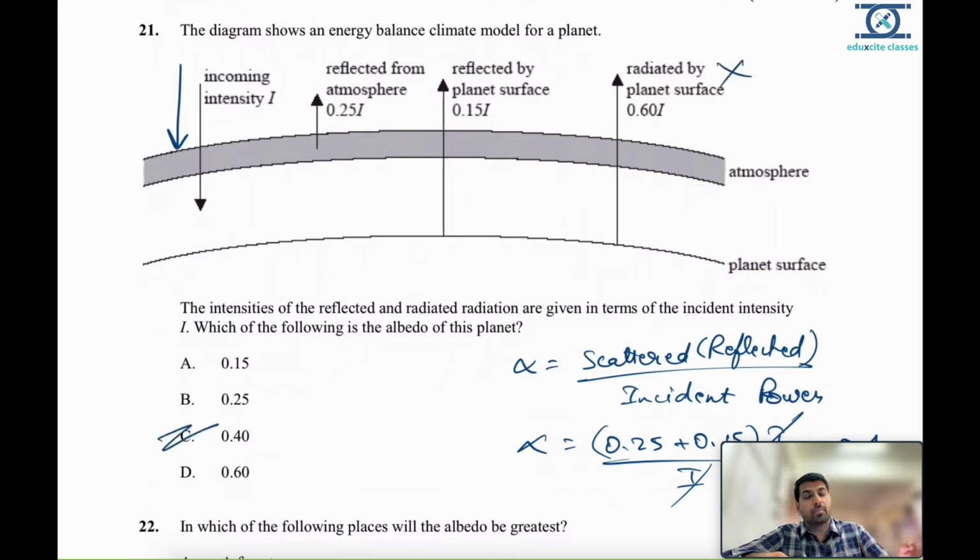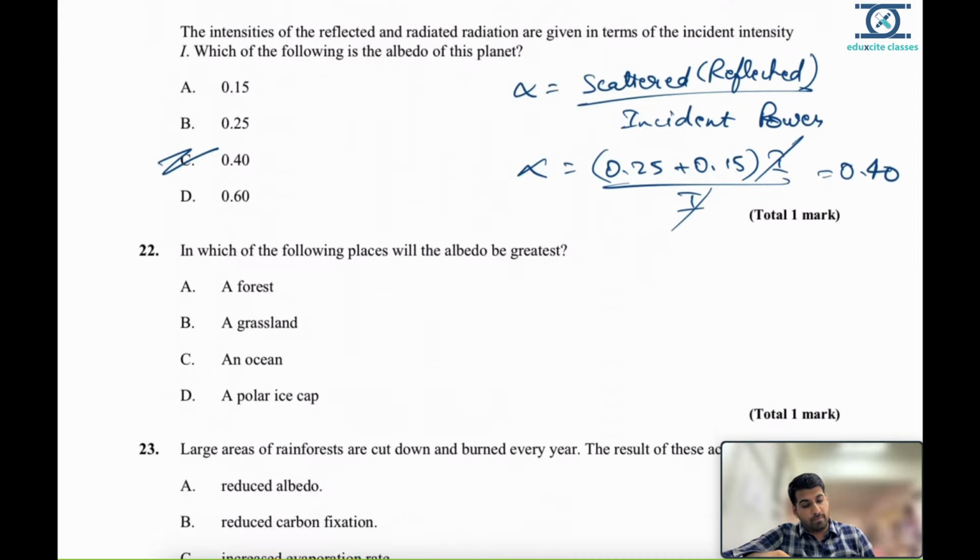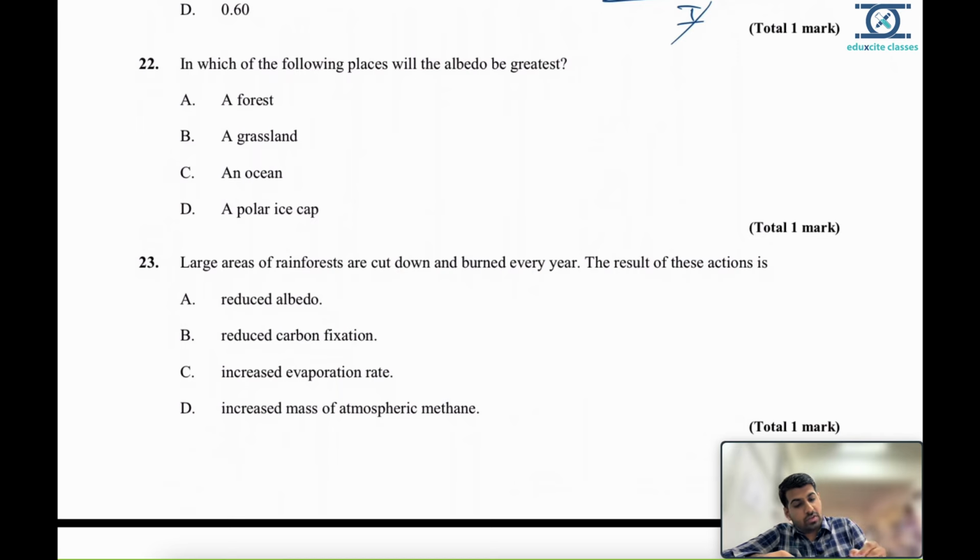Radiated will not be part of the reflection. It is not reflection. Radiating means they are radiating in the form of electromagnetic waves, which is not part of the albedo. Albedo is the ratio of the reflected radiation from the surface to the incident radiation, or the intensity received on the Earth's surface or the planet's surface. Okay. Now question number 22, in which of the following places will the albedo be the greatest?